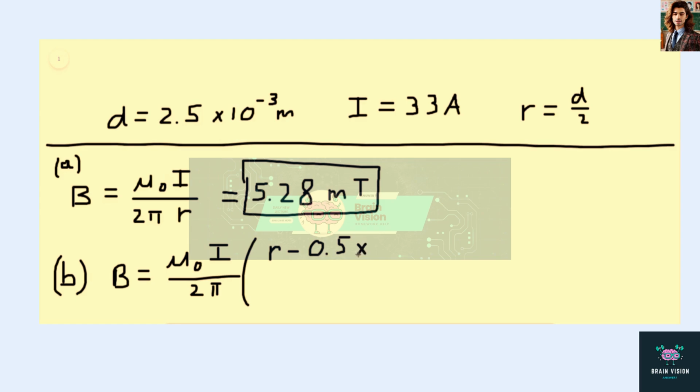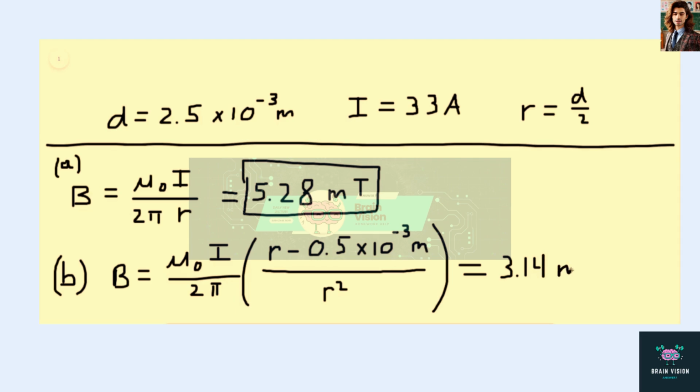0.5 times 10 to the minus 3 meters. 0.5 millimeters, or 0.5 times 10 to the minus 3 meters. So that's the distance we are below the surface, or the distance from the center would be r minus that value, divided by the total distance to the surface, r squared. Okay, so plugging those values into this expression, we find that this is equal to 3.14 times 10 to the minus 3 Tesla, or in other words, 3.14 millitesla.